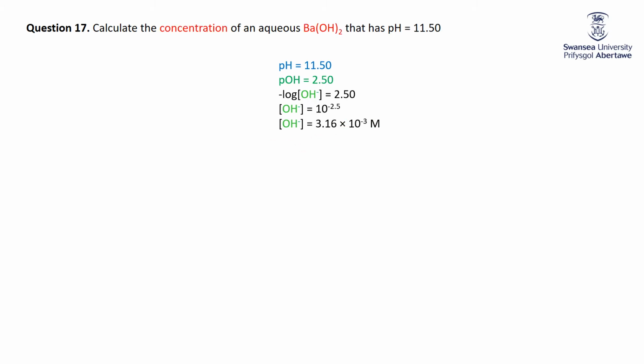I didn't ask you for the OH-. I asked you for the Ba(OH)2. There's two OHs in each Ba(OH)2. So thus the concentration of barium hydroxide is 3.16 times 10 to the minus 3 divided by 2, 1.58 times 10 to the minus 3 molar.